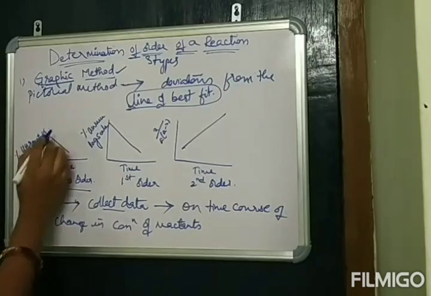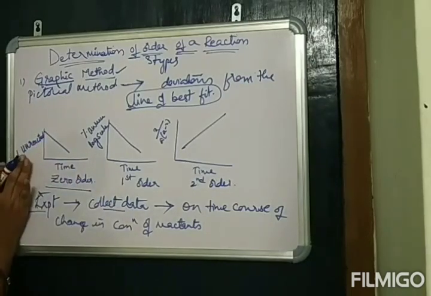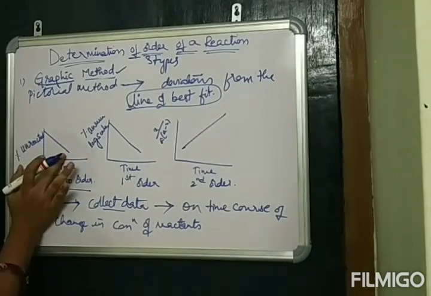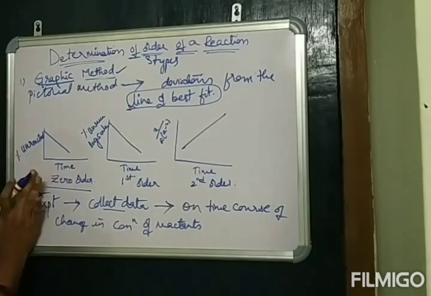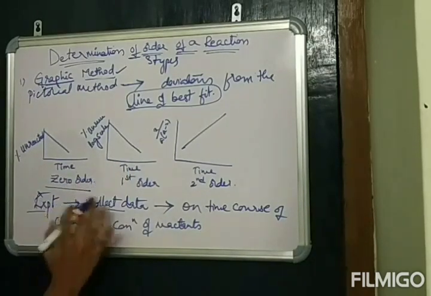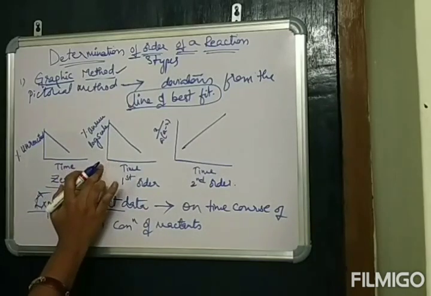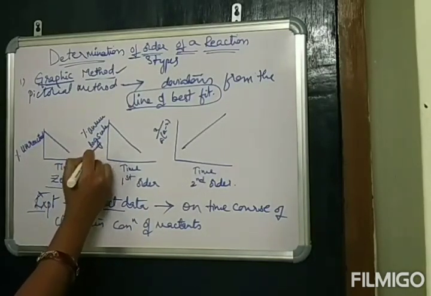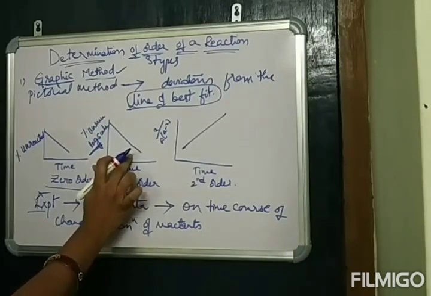First, zero order. We have to perform the experiment. From the data we have to plot a graph between time versus percentage unreacted, and this is the line of best fit. This is the pictorial representation for zero order reaction. And next we have to perform an experiment, collect the data. From the data we have to plot a graph between time versus percentage unreacted on log scale, and this is the line of best fit.